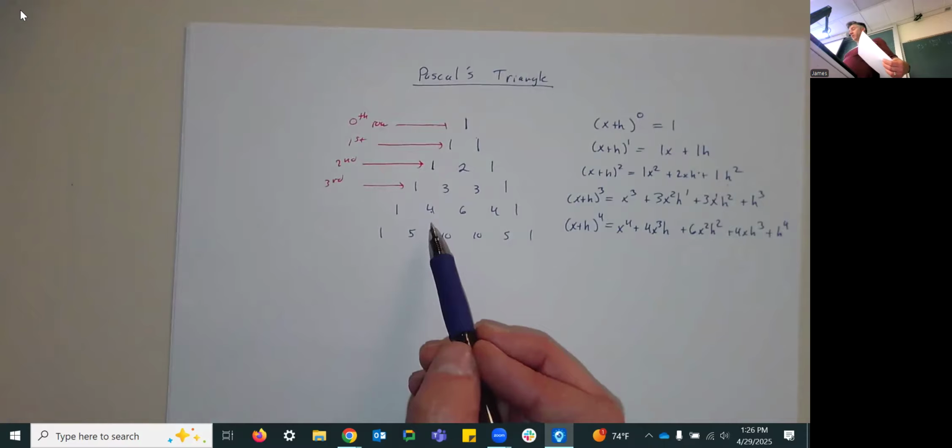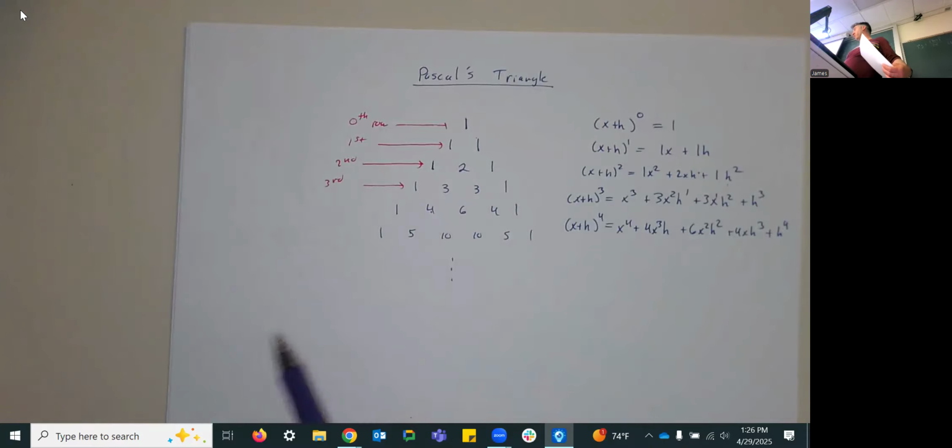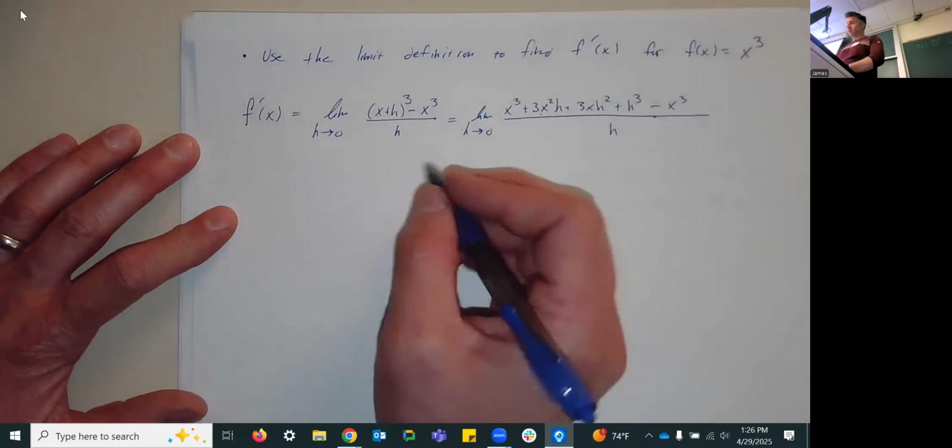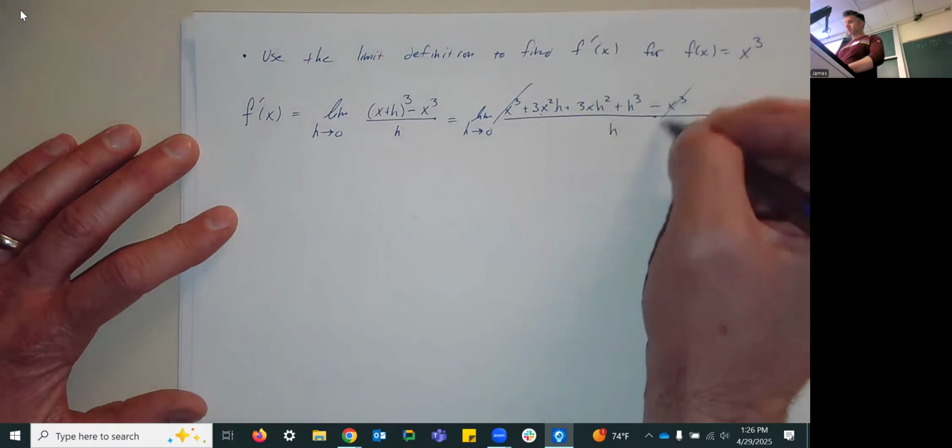The second term is always going to be just whatever the same number is as the power, because you just always add 1 to get to the next row. And now the usual types of things happen. The non-h terms cancel. The x cubed minus x cubed is 0.